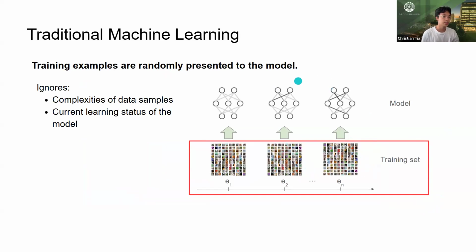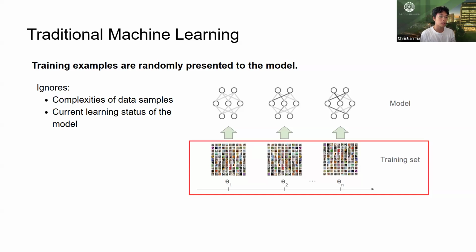And the issue with this is that it ignores two important pieces of information. First, it ignores the complexities of the data samples. As the researchers, we may have some prior knowledge on how the training distribution is set. So we could know that some images have very simple backgrounds, or some images may have multiple objects in them. And by randomly selecting per batch which images to show to the model, we forfeit the ability to use this information to benefit the model during training.